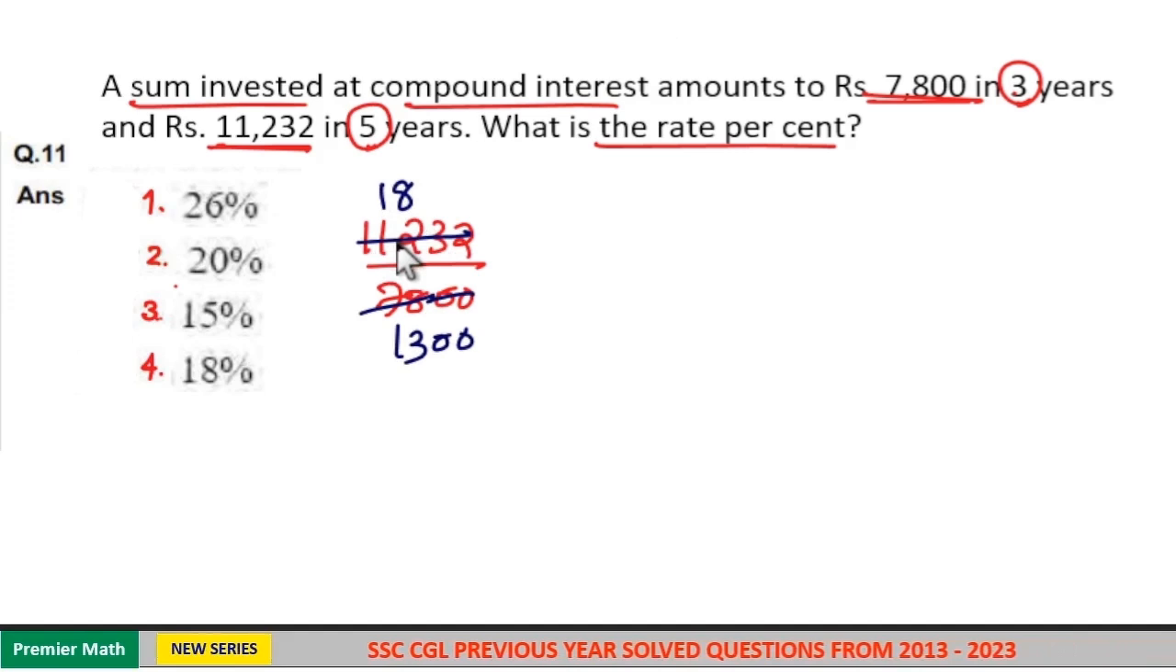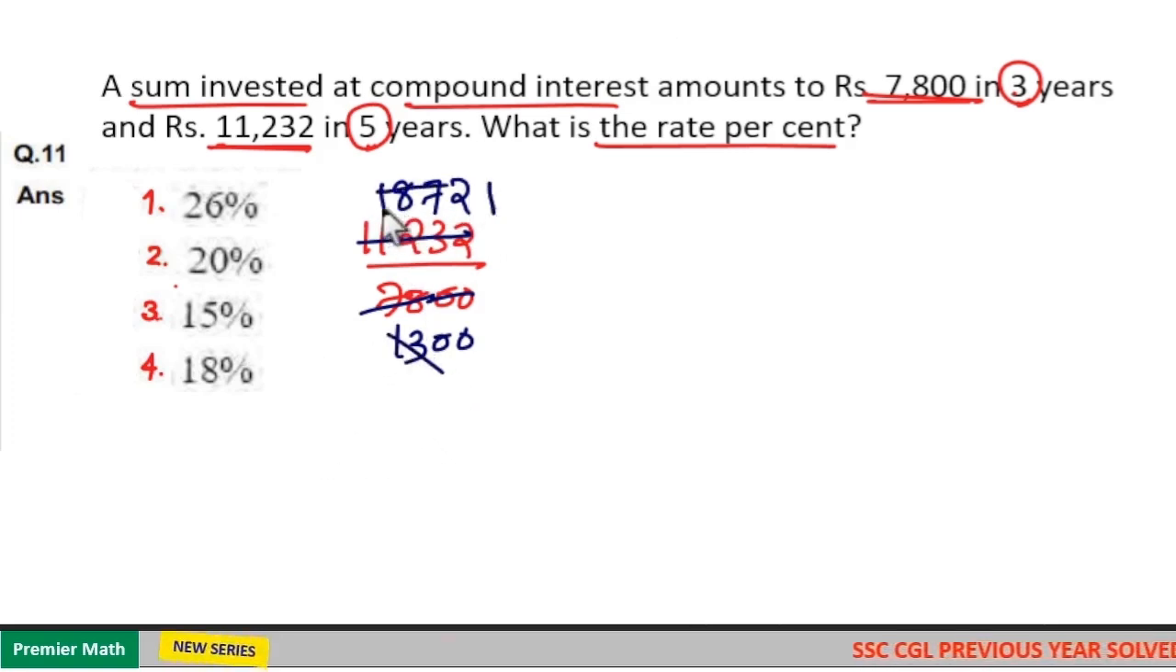Now 6 goes 13 times in 78 and 6 goes 1 time in 11, remaining 5. 6 goes 8 times in 48, remaining 4. 6 goes 7 times in 42, remaining 1. 6 goes 2 times in 12. Now 13 goes 1 time in 18, remaining 5. 13 goes 4 times in 52, remaining 5. 13 goes 4 times in 52. So 144 by 100, and this is the 2 years difference.